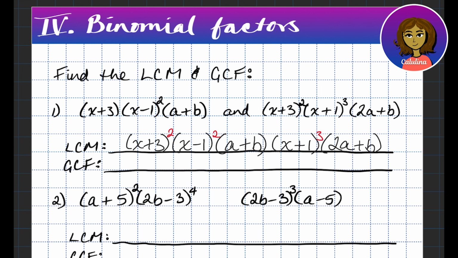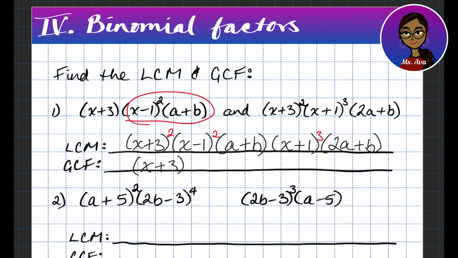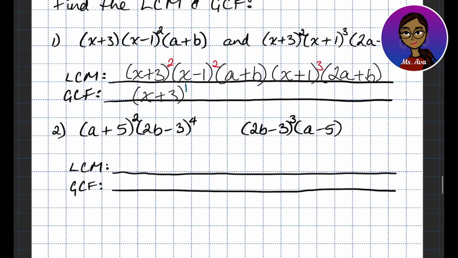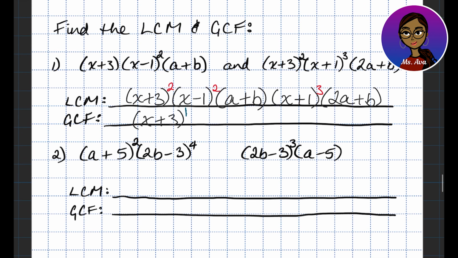The GCF, you're going to write down the base x plus 3. Good. Anything else? I want to say no. That's correct, because none of these are common. Even though they look similar, they have to be exact. Okay, so then tell me what exponent I use for the x plus 3. Just nothing. Yes, or just a 1. Very nice. Okay, so hopefully you have a better idea about what I mean with these.